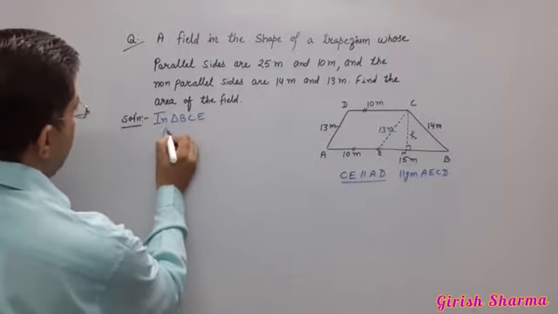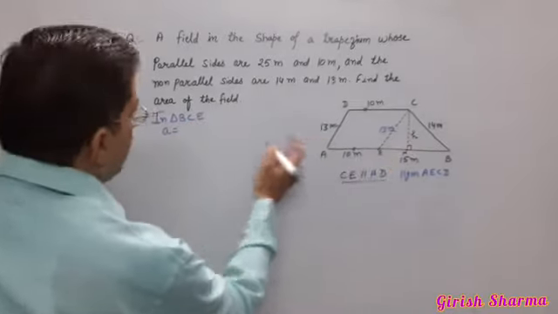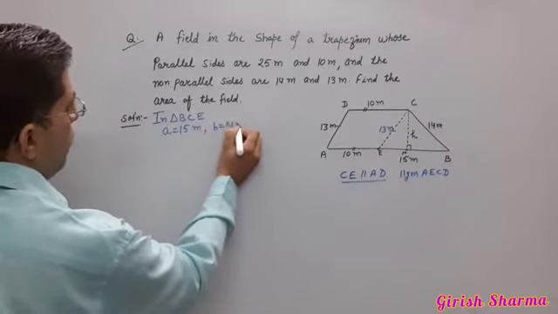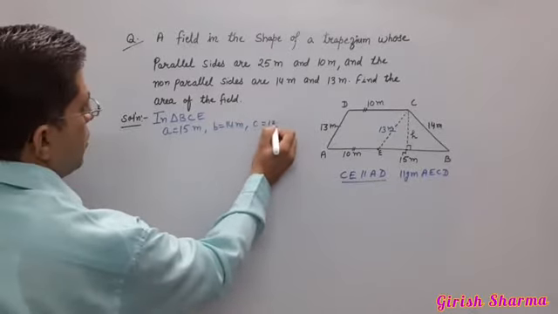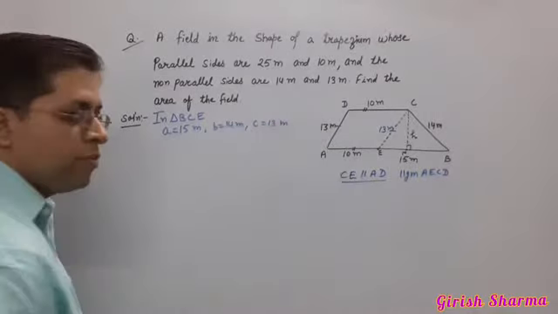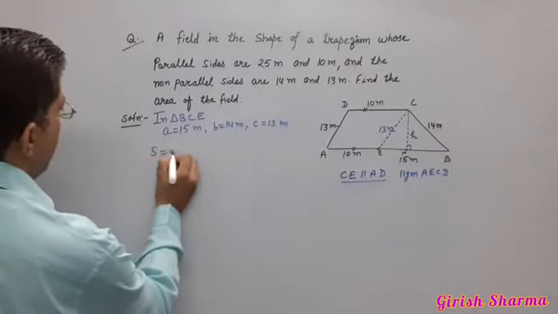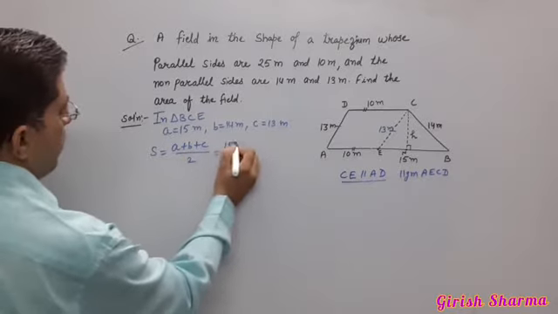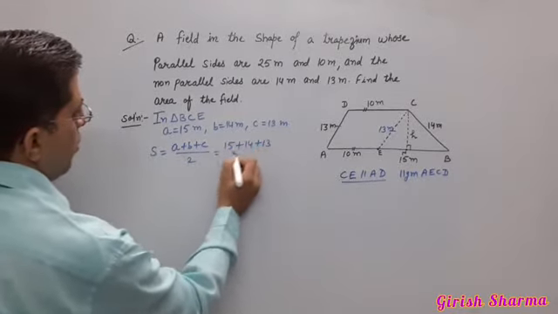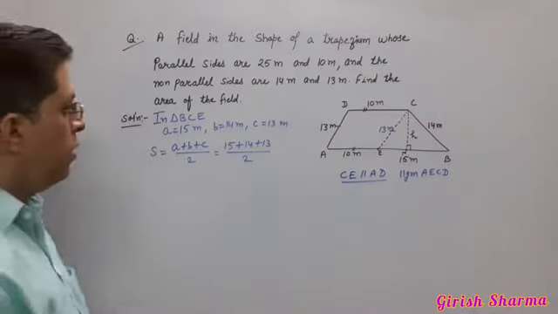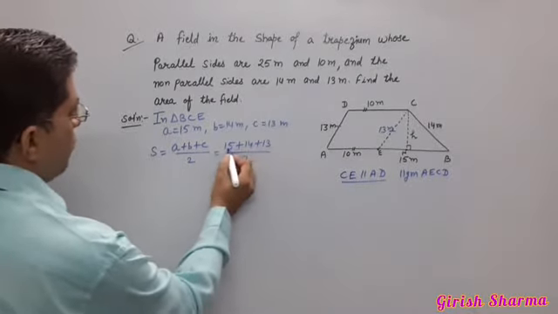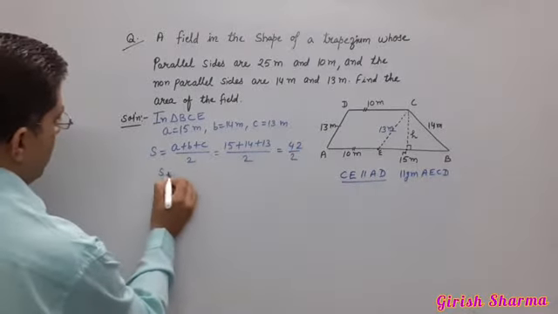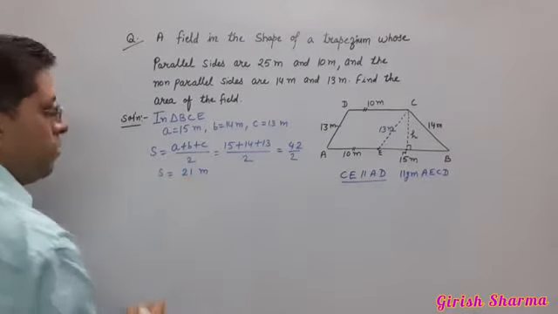In triangle BCE, what is small a? This is 15 meter, small b is 14 meter, and small c is 13 meter. What is the semi-perimeter? a plus b plus c upon 2. 15 plus 14 plus 13 upon 2, that is 42 upon 2. Easily then you will get 21 meter.